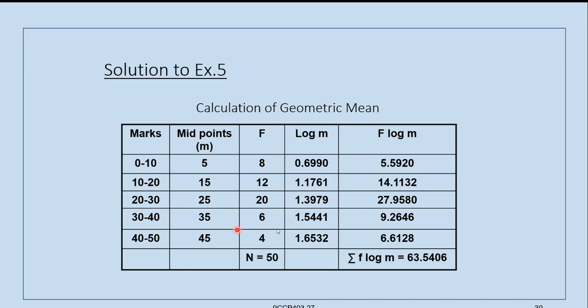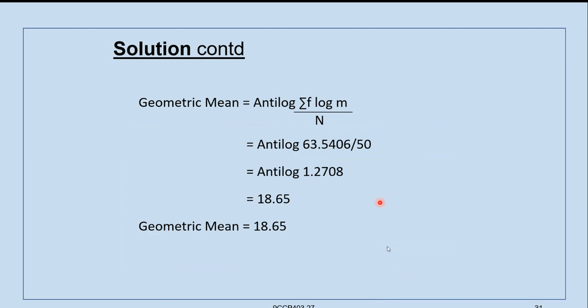So we have frequency n and sigma f log m is 63.5406, and antilog of 1.2708 is 18.65. So the geometric mean is 18.65. Here also, please remember, in discrete series or continuous series, for geometric mean, if the data is the same, then the value will be the same.